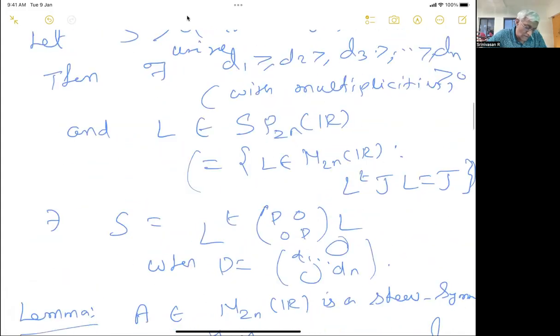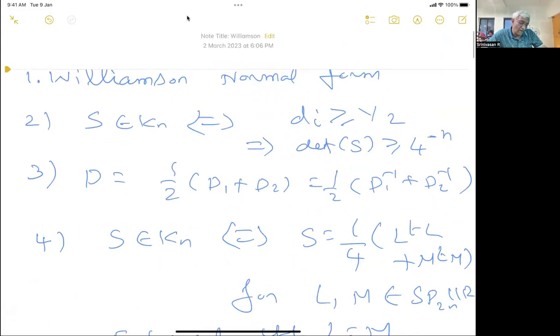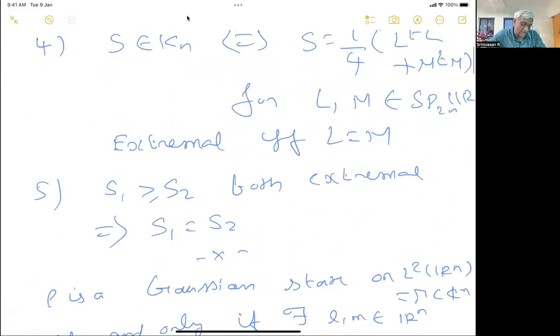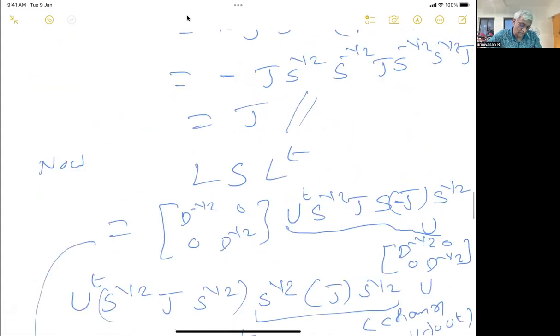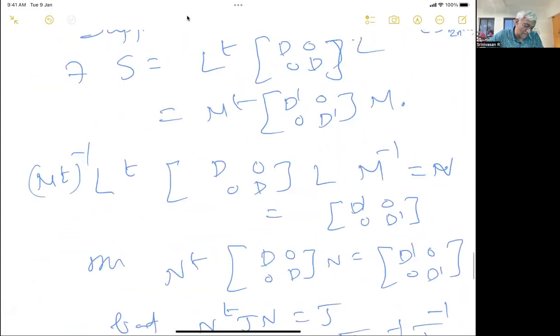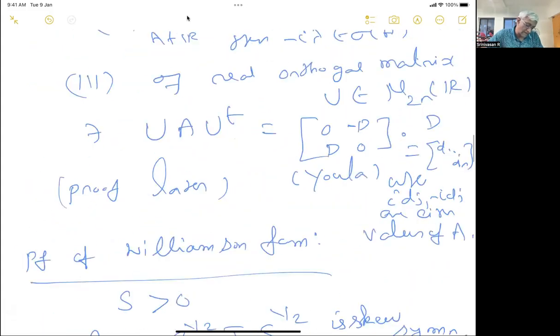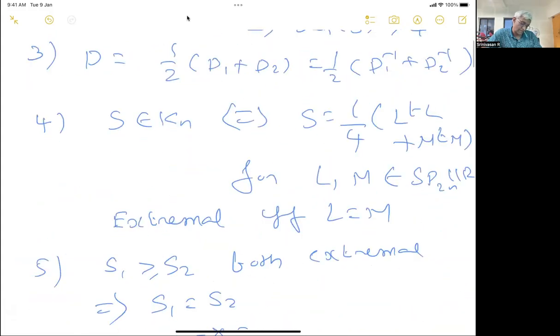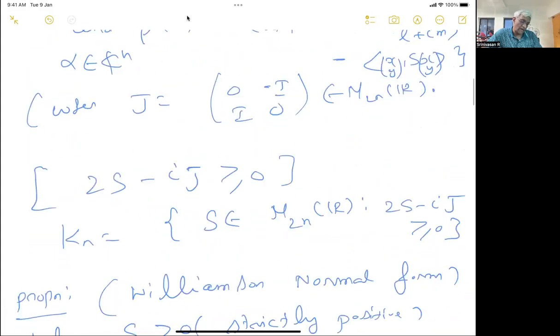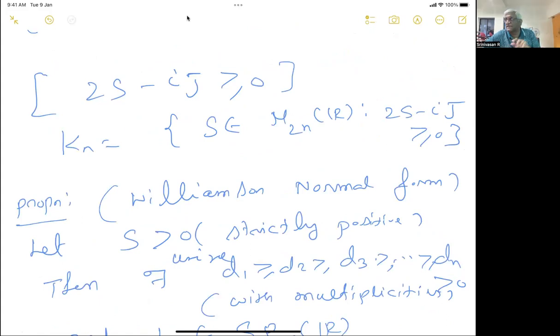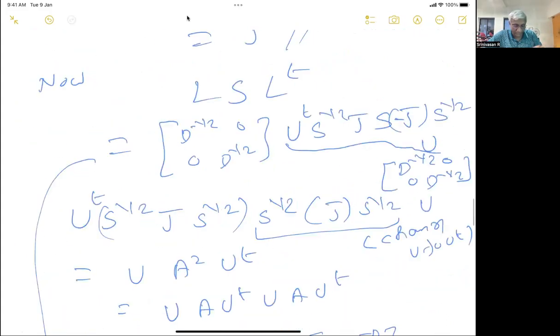So what is the next one? Next, we want to see what it means for a covariance matrix. So Kn is all covariance matrices. Did I write it somewhere? Yeah, Kn is all those matrices which satisfy that condition. That is our Kn.